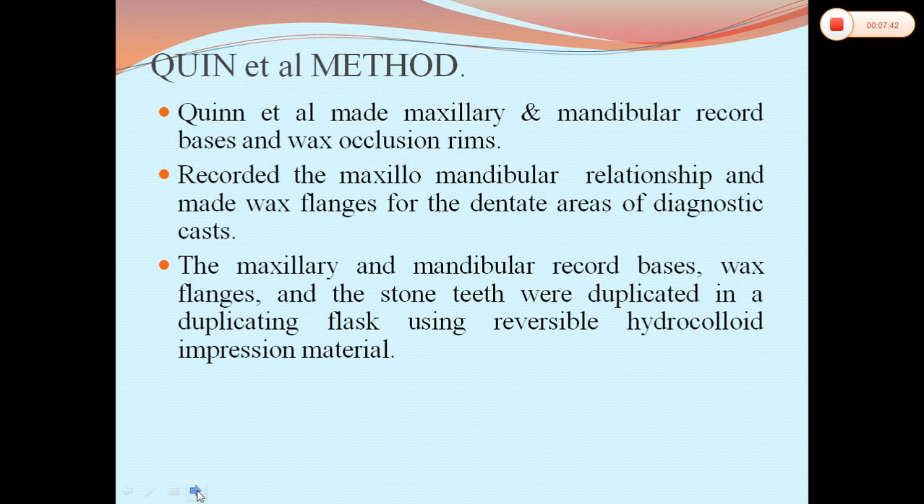Quinn et al. method. Quinn et al. made maxillary and mandibular record bases and wax occlusal ribs, recorded the maxillomandibular relationship and made wax flanges for the edentulous areas of diagnostic casts. The maxillary and mandibular record bases, wax flanges and the stone teeth were duplicated in a duplicating flask using a reversible hydrocolloid impression material.